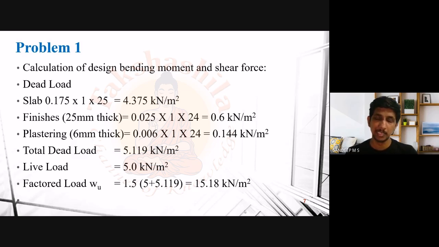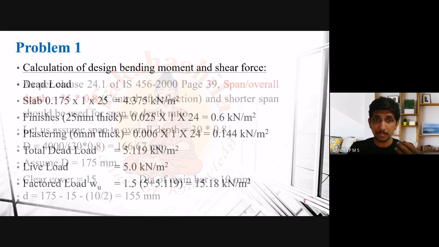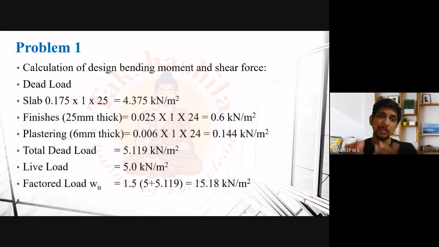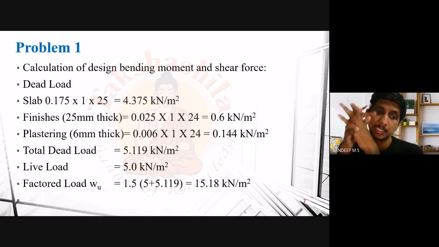So we have seen Annex D, and we have two classifications there: restrained slabs and simply supported slabs. And we have seen how to calculate the value of mx, my, and how to take the value of alpha x and alpha y. And we have discussed two tables. Then we have taken up this problem, and here we have just assumed an overall depth, and we are now calculating the dead load and the live load, and finally we are finding out the factored load.